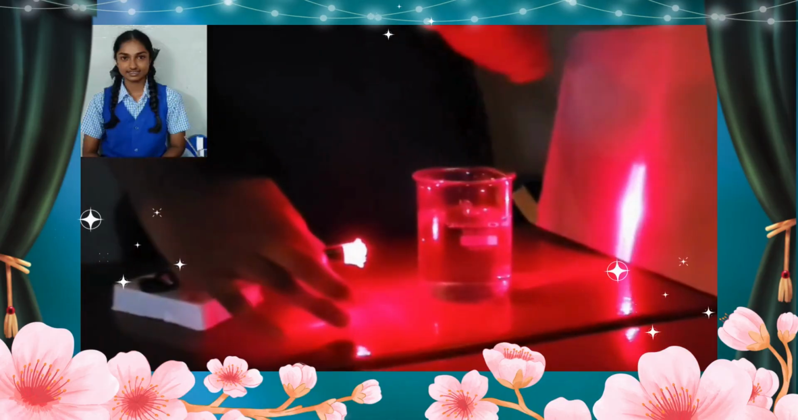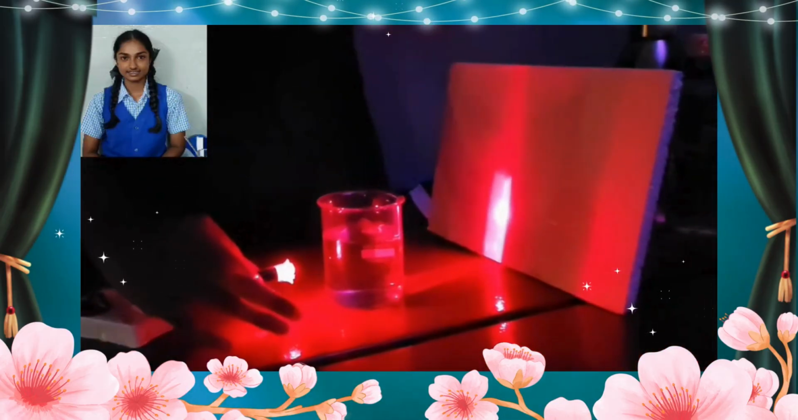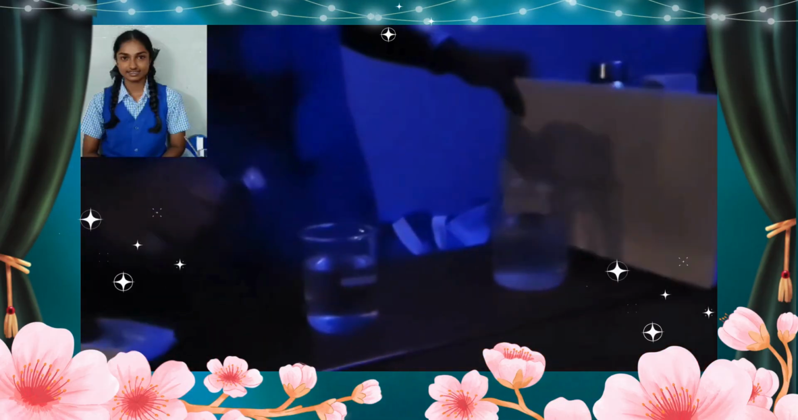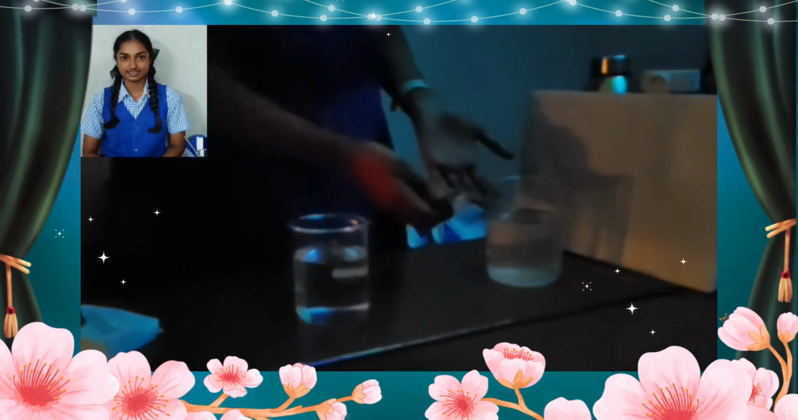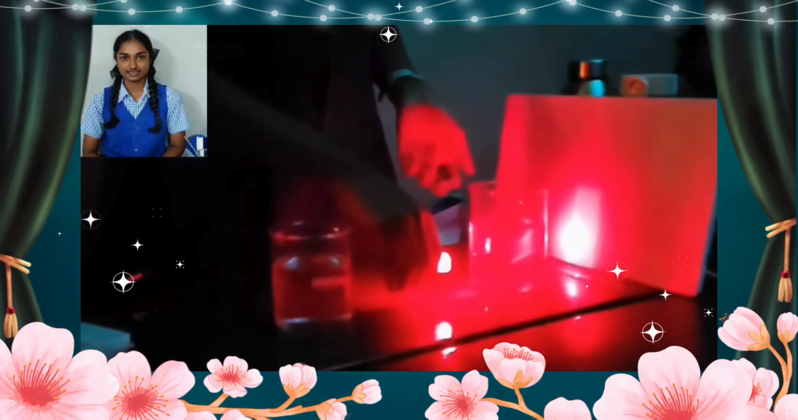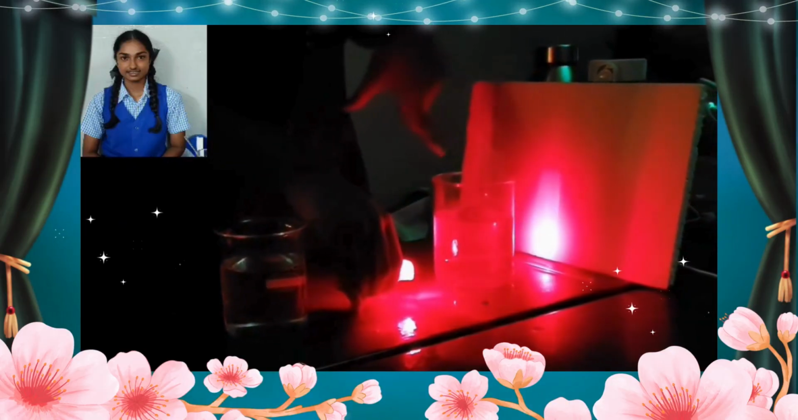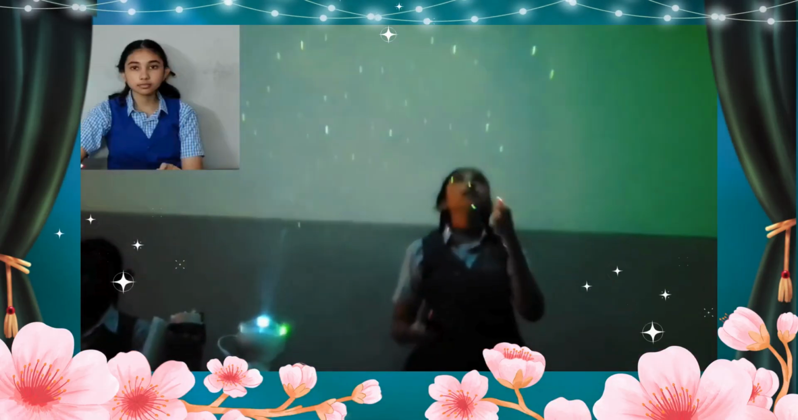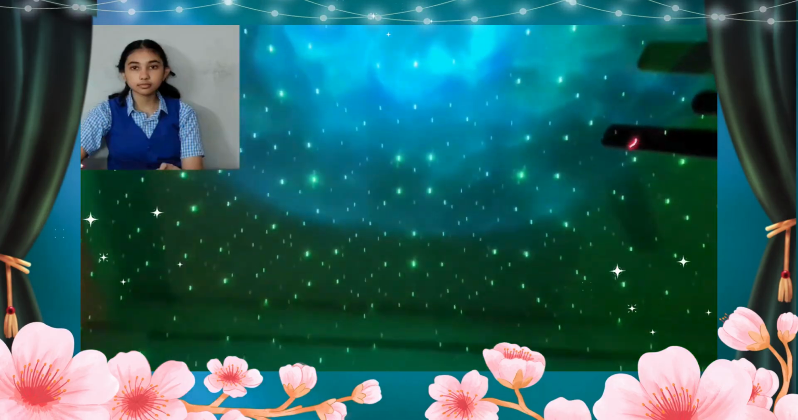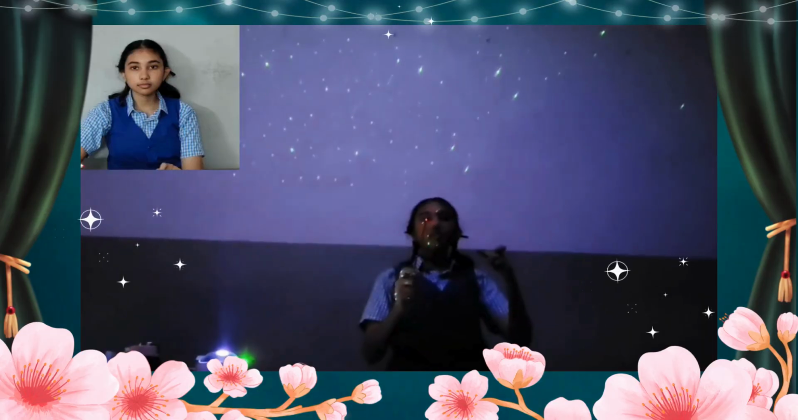When you shine laser light through distilled water, you cannot see the pathway of light. But when you take the colloidal solution, which is mixed with milk, and shine the laser light through it, you are able to see the pathway of light. Here you can see the light up on the ceiling, but you can't see the pathway of light. When I take this agarbatti smoke through it, you can see the pathway of light because of the carbon particles present in the agarbatti.